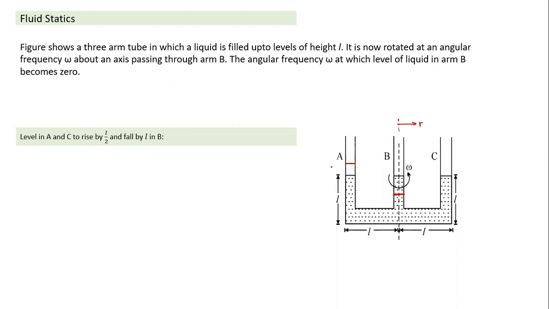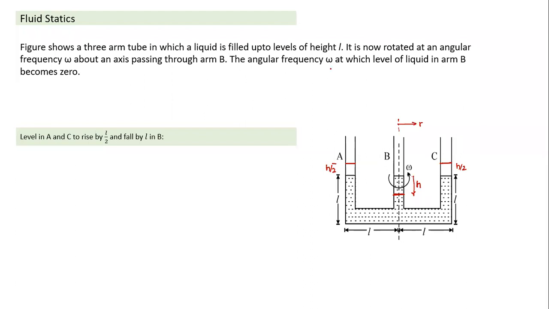Here, unlike the previous case, it is not a single container. There are three arms. So if the liquid level goes down here, the liquid in the other two sides will go up. Because the volume has to remain the same, whatever is the decrease in volume here must equal the sum of the increase in volume on the two sides, which are symmetrical. So if this goes down by a height H, the other two have to rise by H by 2. Then only the volumes are equal. The level in A and C rises by half that height.